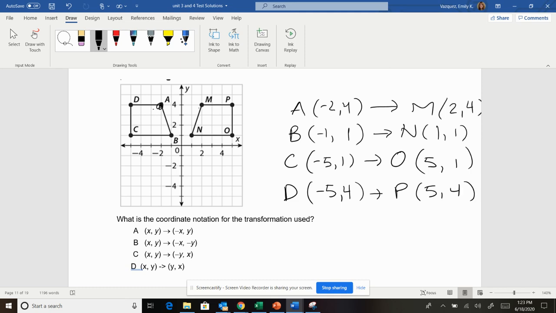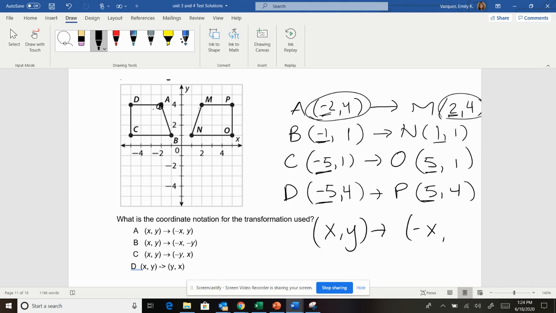So what you're going to do is basically look for a pattern. How am I getting from -2, 4 to +2, 4? Let's look at our x first. What is changing on my x value to get from -2 to +2? Look at them all the way down. Look at point B. My x is -1, then it's +1. Now the next one, -5, +5. So when you see a pattern here, you should notice that each x value changes signs. When you're changing signs, you're putting a negative in front of your x. So here's my original, and we are changing the sign on the x.